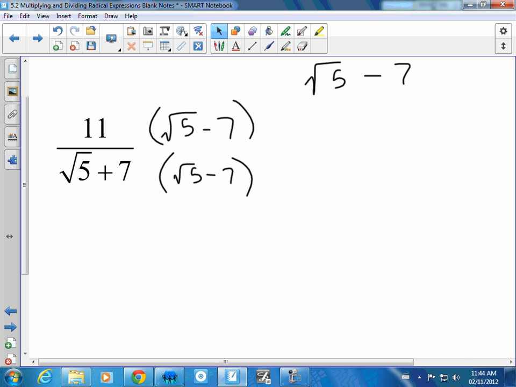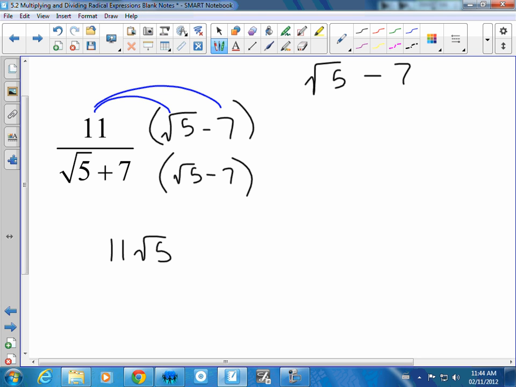So this 11 goes with both of those terms there, distributive property. So what is 11 times root of 5? 11 root of 5. Ooh, that's tough. Right, it's just like what's 11 times x? Well, 11x, right? And what's 11 times negative 7? Negative 77. Okay, so that's the top. Well, that's not bad. I can handle that.